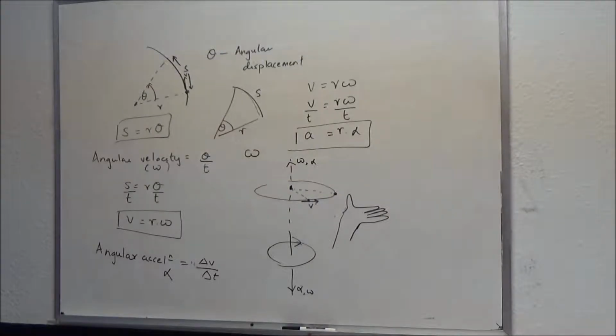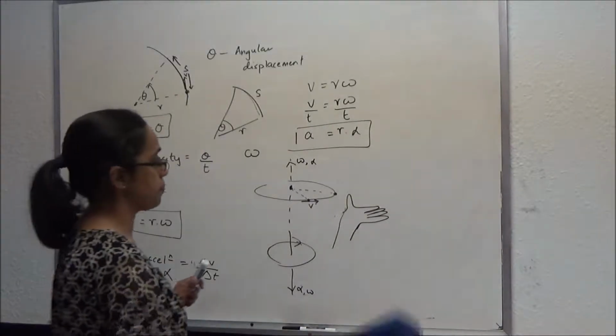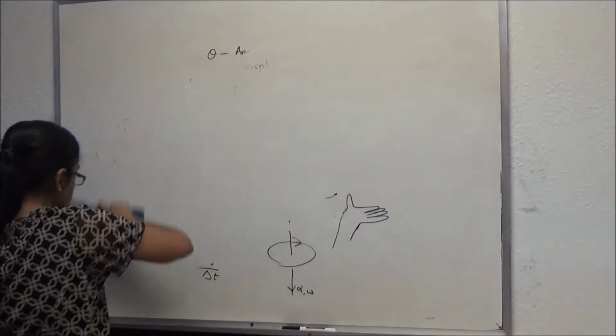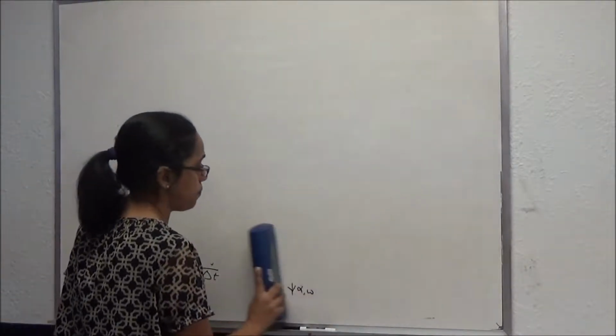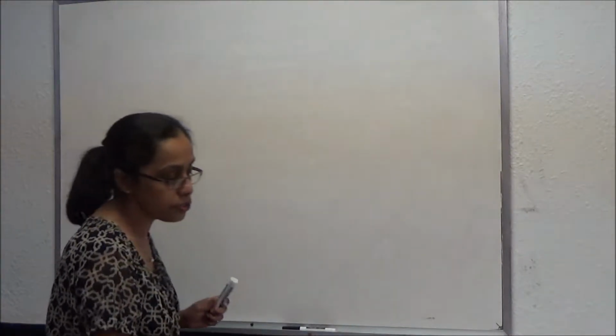Let's go to, a record spins on a phonograph at 33 revolutions per minute. Alright, before I do that sum, I need to give you some more equations. I'm not going to derive them, but when you do the sums, you need to have the knowledge of it.